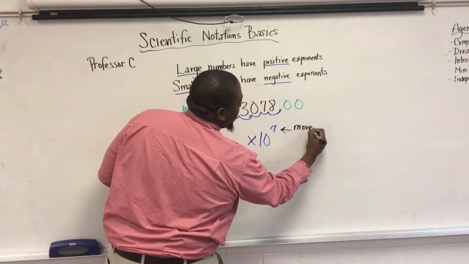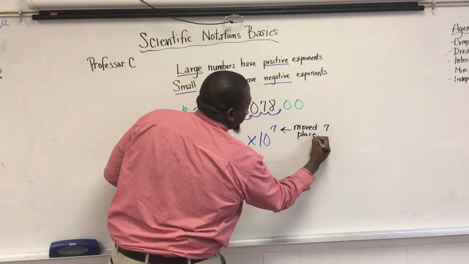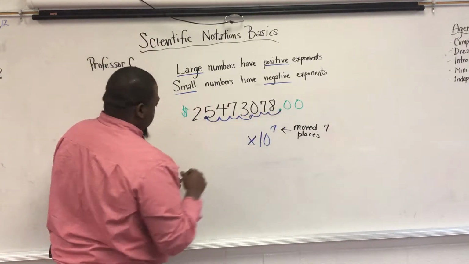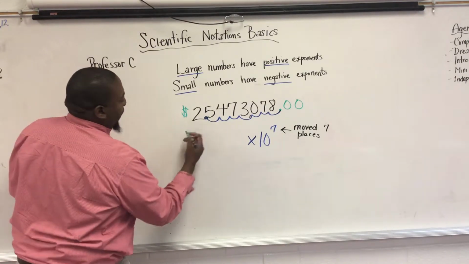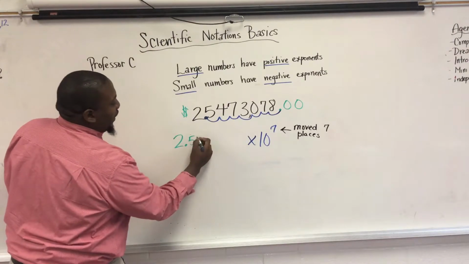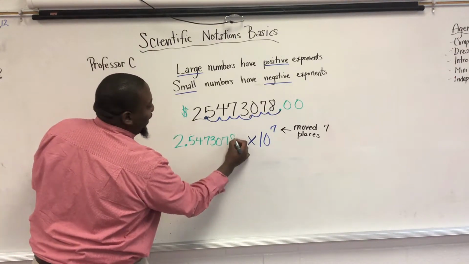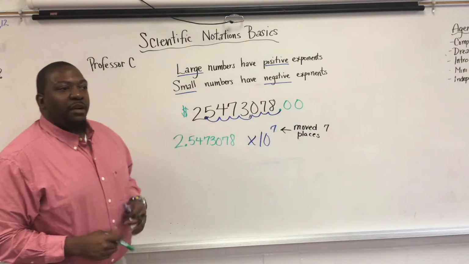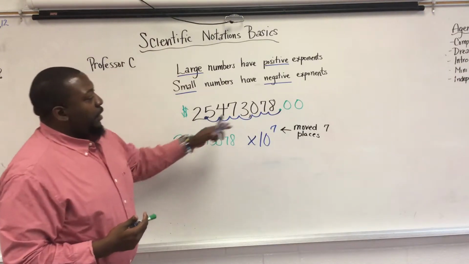We moved 7 places. Now all we have to do is rewrite our number as the coefficient. And I'm going to write that in green for you. So the number is 2.5473078 times 10 to the 7th. This number is now rewritten in scientific notation. That's a very large number.